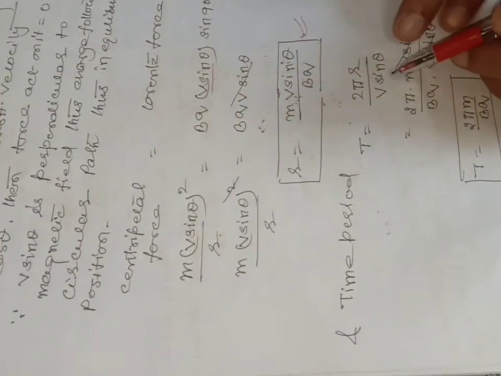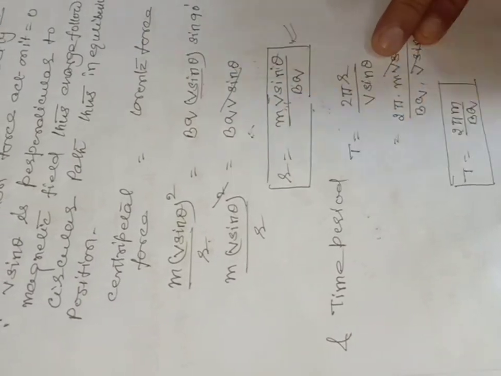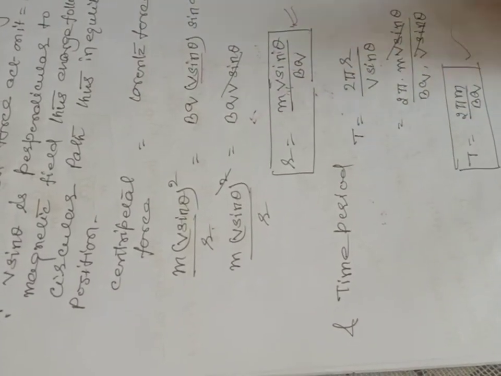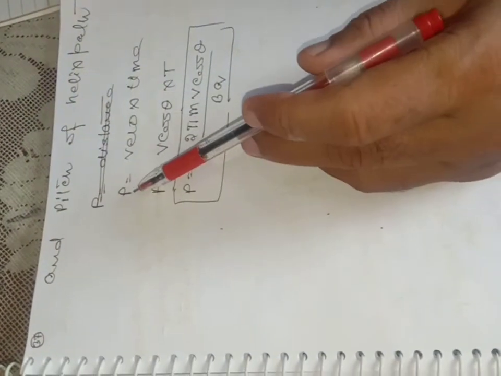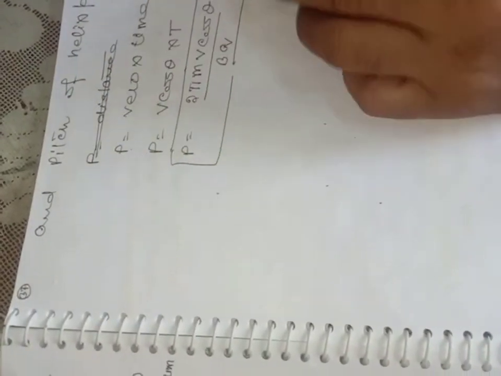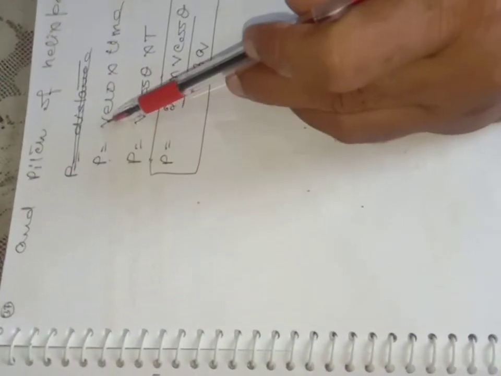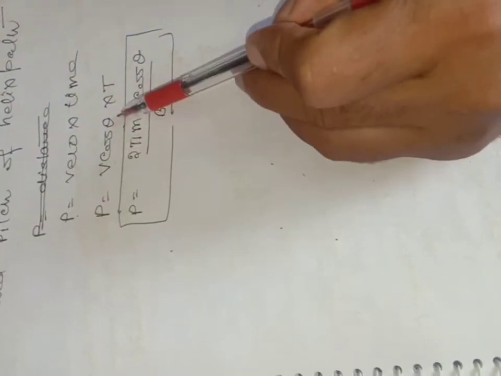Time period is 2 pi r upon v sin theta, distance upon speed, so it is 2 pi m by bq. The pitch of the helix means the distance traveled. So distance traveled is equal to velocity into time. Along the direction of the magnetic field, the component of velocity is v cos theta into time t, the time period. So put the value of v cos theta, and the time period is 2 pi m by bq. So this is the expression for pitch. Correct? All about for today, these points are very important. We will go through it. Thank you.